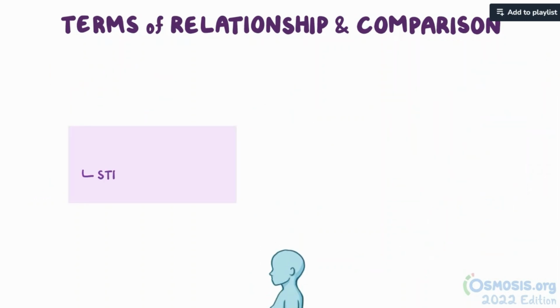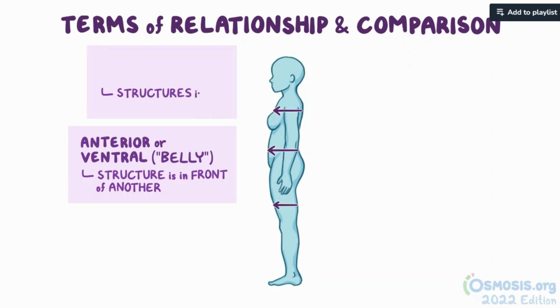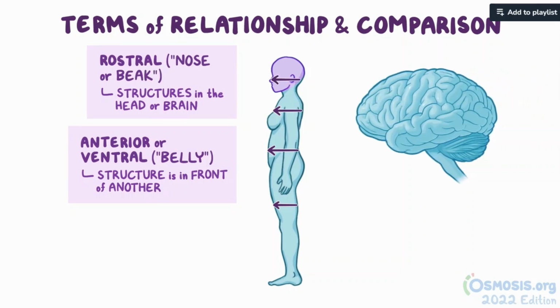Now, to indicate that a structure is in front of another, we use the terms anterior as well as ventral, which literally means belly in Latin. When referring to structures in the head or brain, we can also use the term rostral, which means nose or beak. For example, the nose is considered a rostral structure, and the frontal lobe of the brain is rostral to the cerebellum.